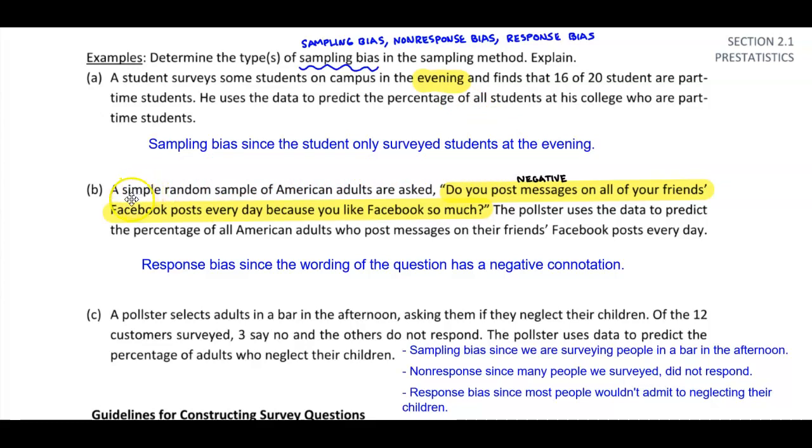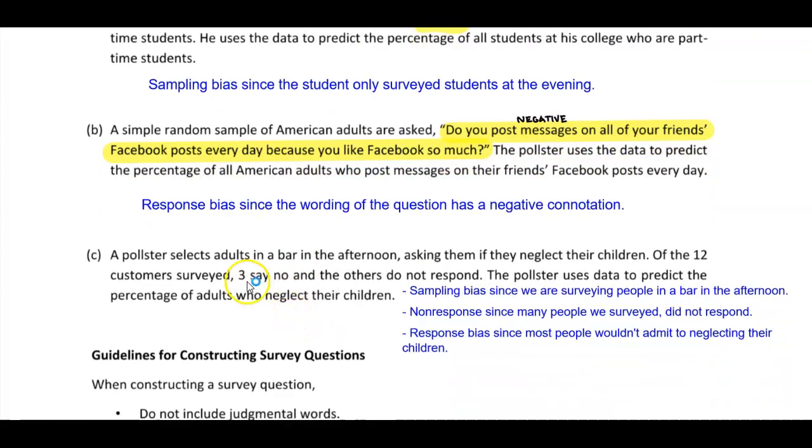Next question. A simple random sample of American adults are asked, do you post messages on all of your friends' Facebook posts every day because you like Facebook so much? The pollster uses the data to predict the percentage of all Americans who post messages in their friends' Facebook posts every day. This is a response bias since the wording of the question has a negative connotation.